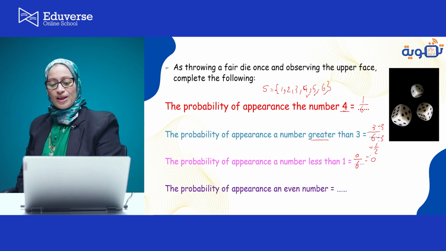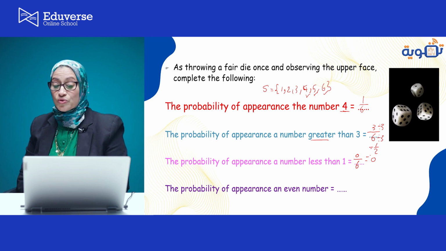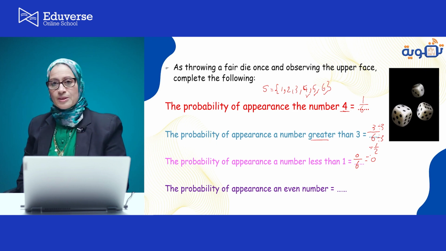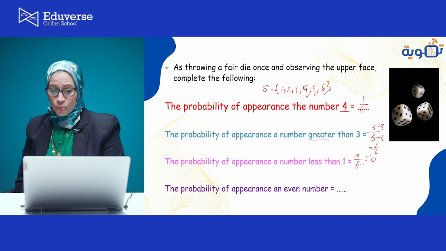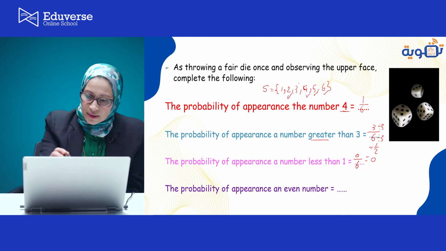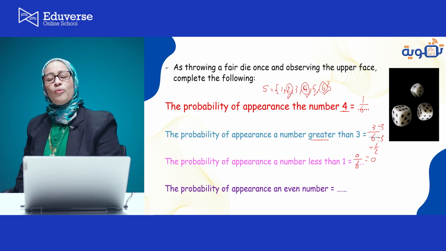Now, let's try the last one in this experiment. What is the probability for the appearance of an even number? What is the meaning of an even number? Any number that can be divided by 2. Okay, let's go back to the sample space. Let's check. 1, can it be divided by 2? No. So 2 can be divided by 2. So this is number 1. And also 4 can be divided by 2. This is 2. And 6 can be divided by 2. This is 3.